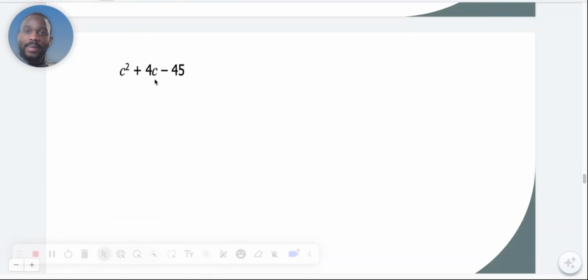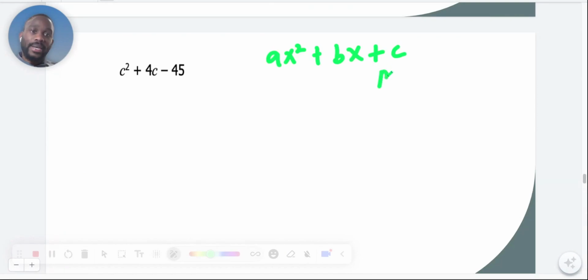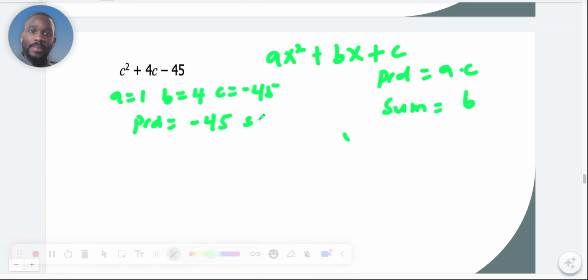We have c squared plus 4c minus 45. Get the product, which is a times c, so minus 45. Our b is 4, so our sum will be 4. Now, what this means is, look for 2 numbers. If you multiply them, you get the product, which is minus 45. But if you add them, you get the sum, which is 4. Those 2 numbers will be 9 and 5. But to make a positive sum, 5 has to be negative. So 9 and negative 5 are those 2 numbers. If you multiply 9 times negative 5, you'll get negative 45. If you add them, you'll get 4. But they have to be in c, so 9c and minus 5c, because this is in the unknown c.